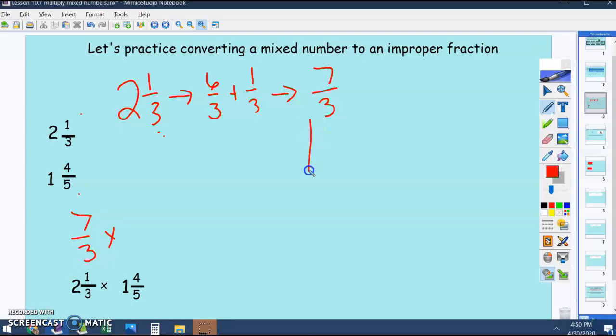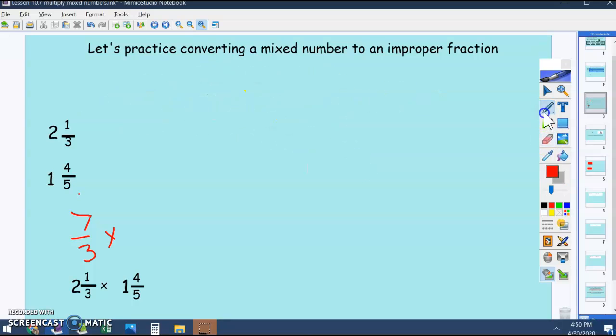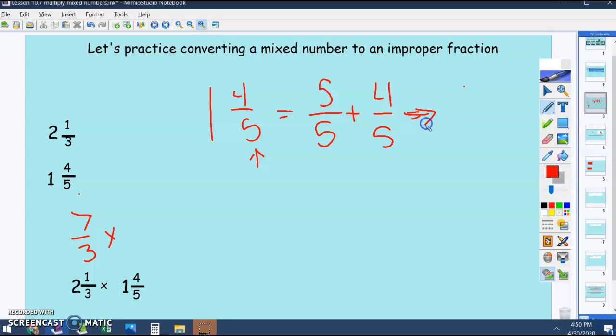And then I have 1 4/5. Sorry, let me move these apart. I need to change that to an improper fraction. So I think to myself, well, 5/5 is equal to 1. And I have 4/5 left here that I need to include, so I add 4/5 to my 5/5, and I have 9/5. Actually, it's important that you don't have equal signs here. So this is represented by 9/5.